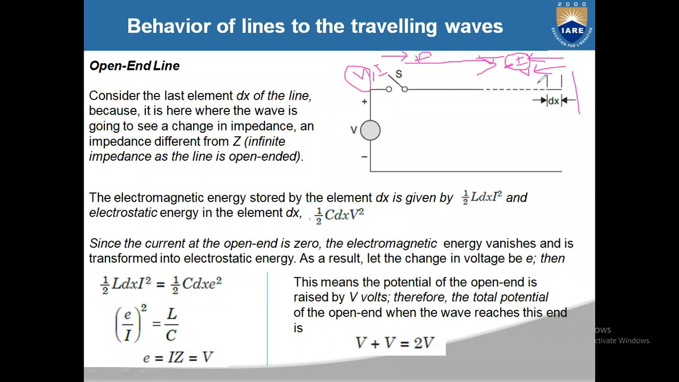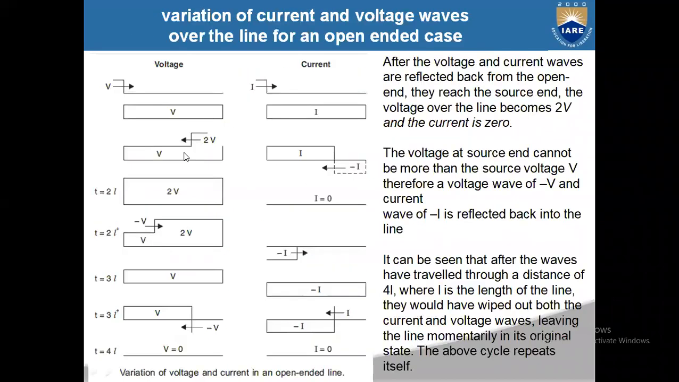And the incident voltage and reflected voltage both have only positive sign, so the total voltage will be 2V. Those are represented in the voltage and current waves here. When the wave travels a distance 2L, the wave goes from the source end to the load end, which is open circuited, and then comes back. If L is the total length, the forward and reverse length is 2L. So at 2L, the voltage will be equal to 2V and the current will be equal to 0.